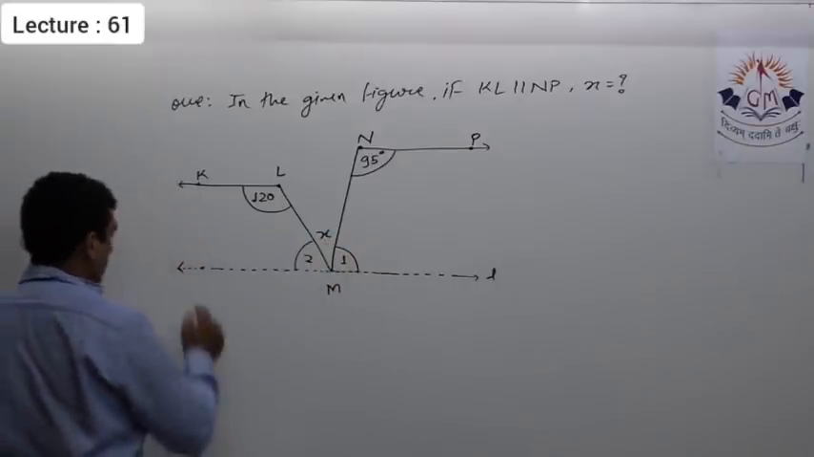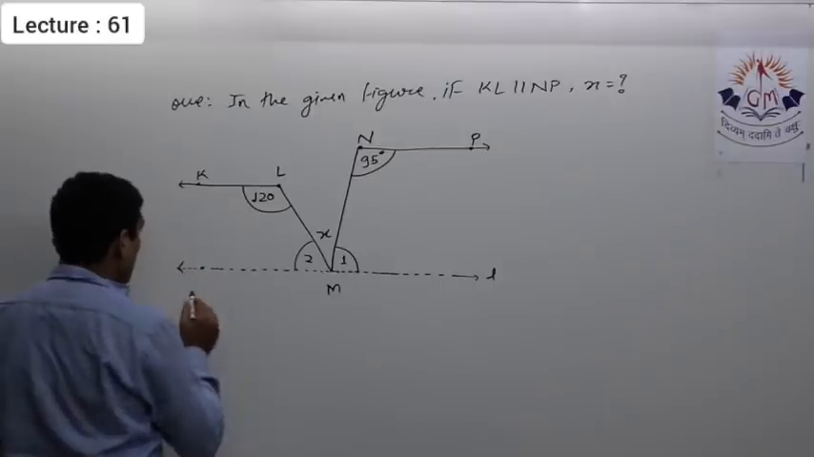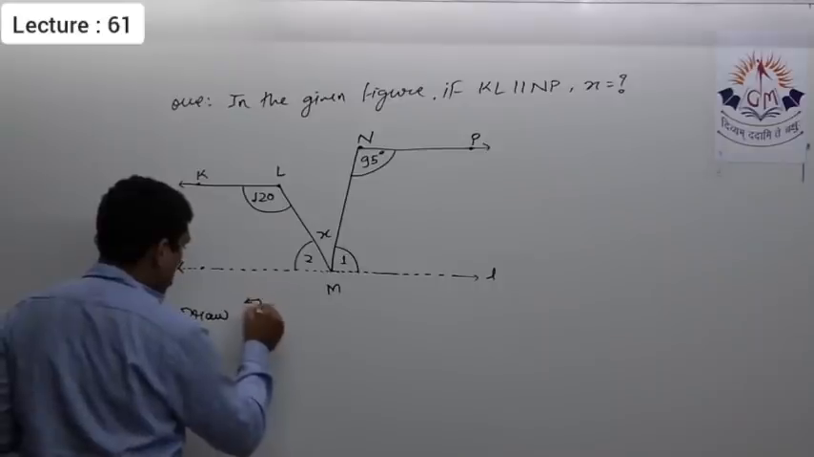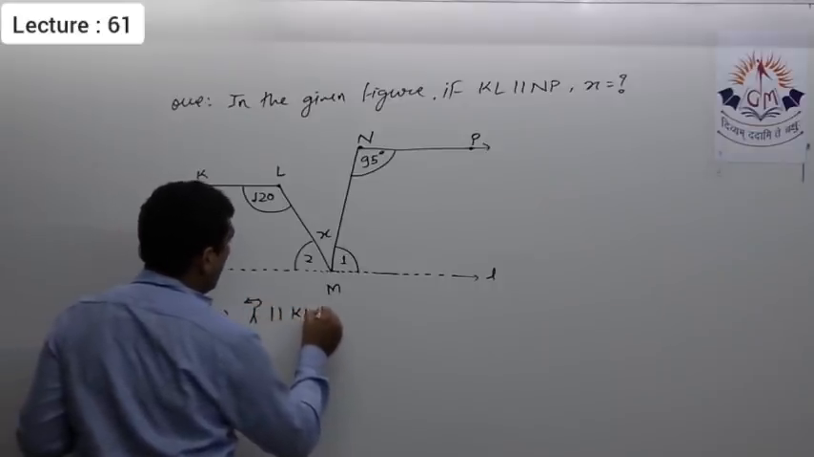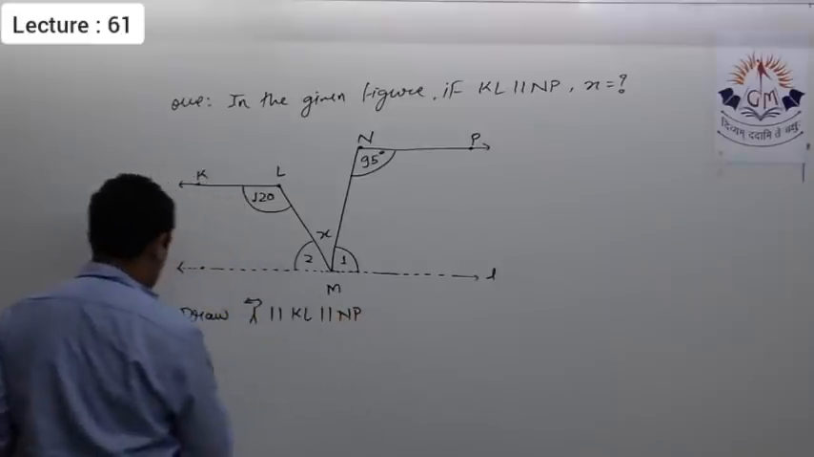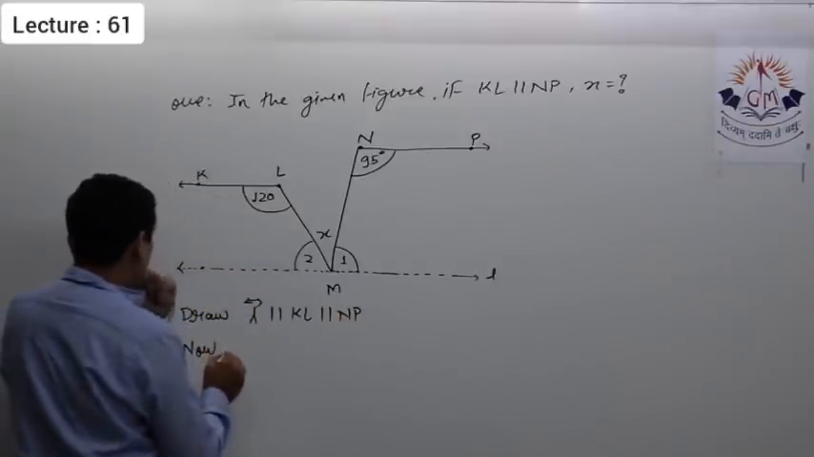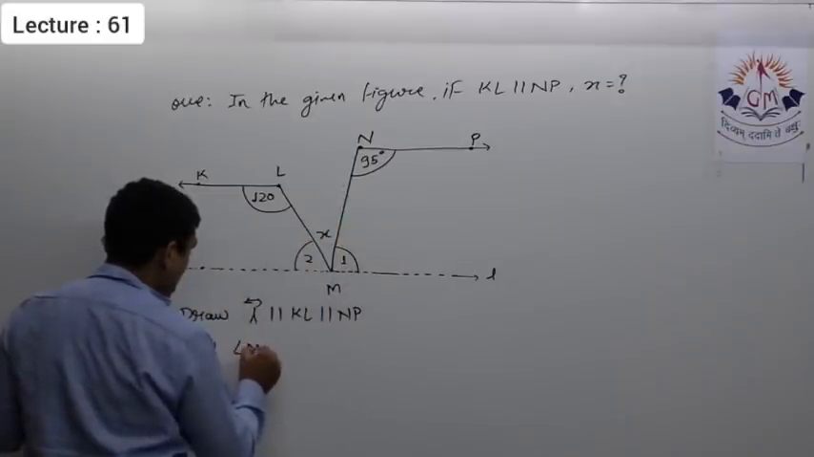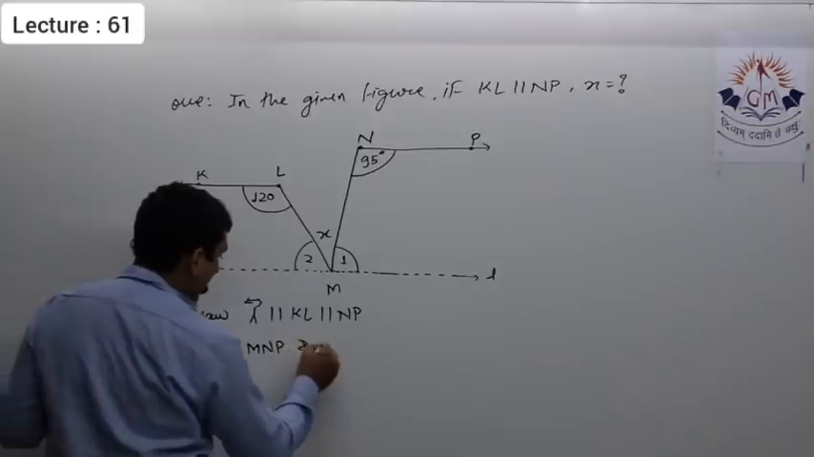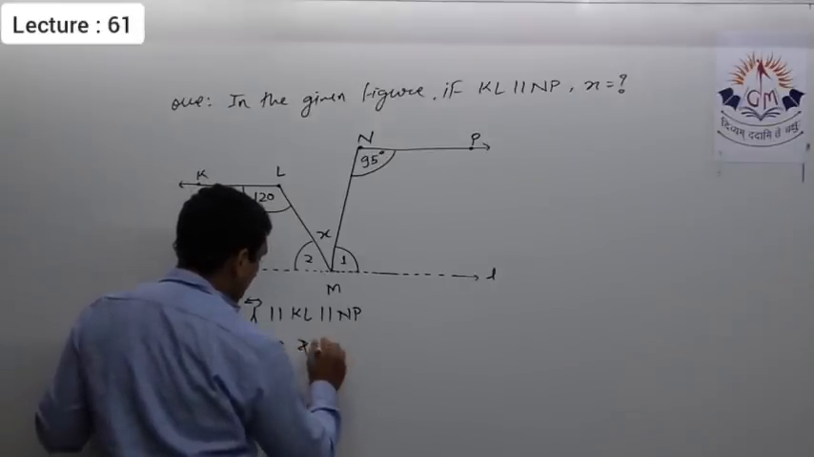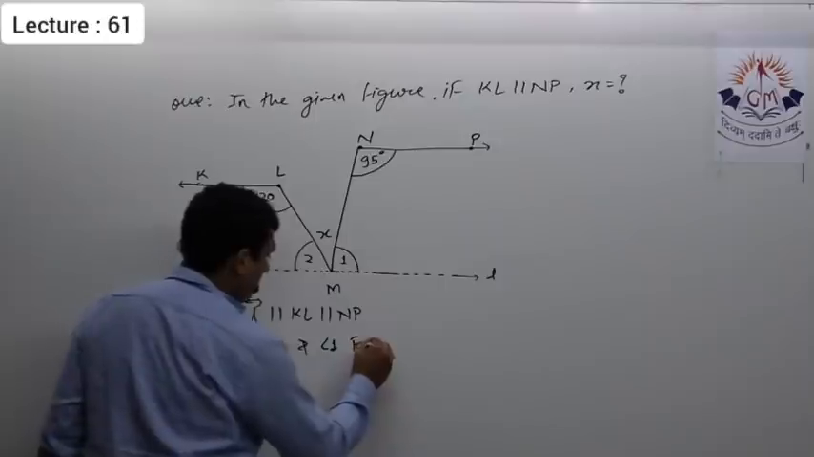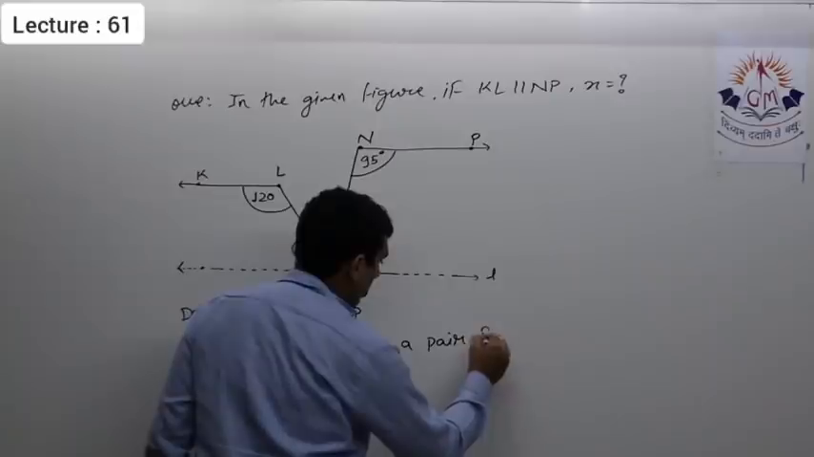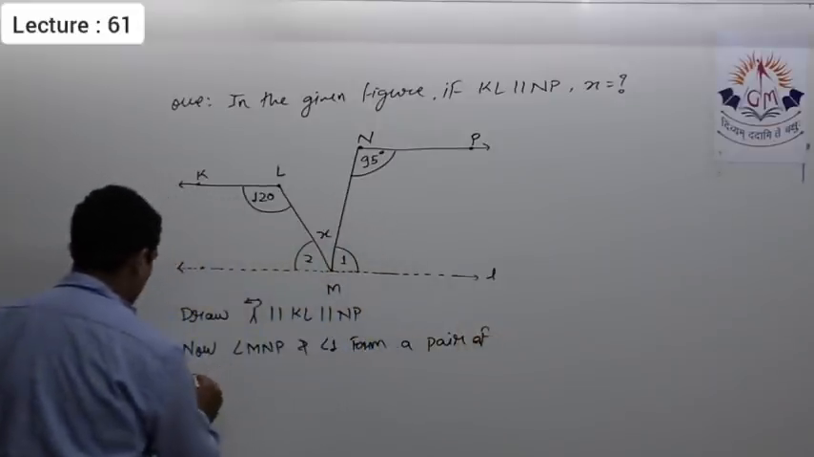So let us see how to solve. Draw L parallel to KL, parallel to NP. Now angle MNP and angle 1 form a pair of co-interior angles.